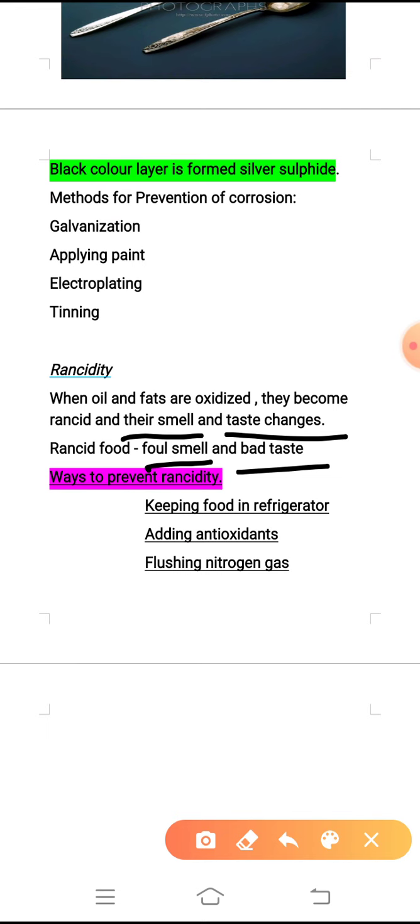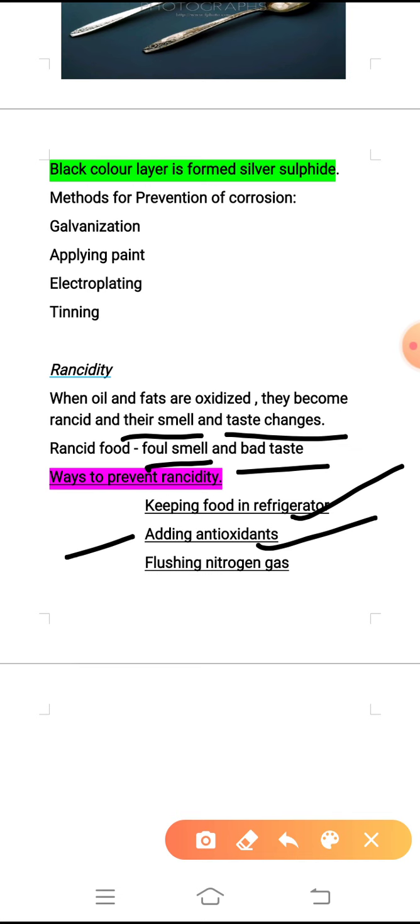There are some ways to prevent rancidity. How to prevent rancidity? You can keep the food in the refrigerator to avoid it being oxidized. You can also add antioxidants. Why do we have to add antioxidants? Because they do not allow the fats and oils in the food to get rancid. That is the reason we add antioxidants to prevent rancidity.